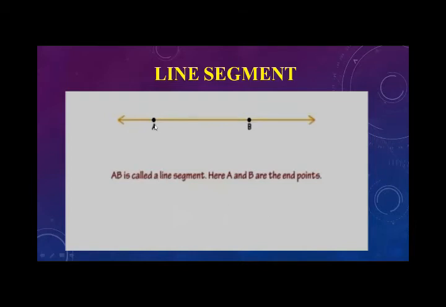Whenever you put two dots at the start and at the end of any line, it will become a line segment. And you give two names here. First name is A, another point name is B. So when you put a scale here from A to B, then you are able to easily write the measurement of this line. Understand?